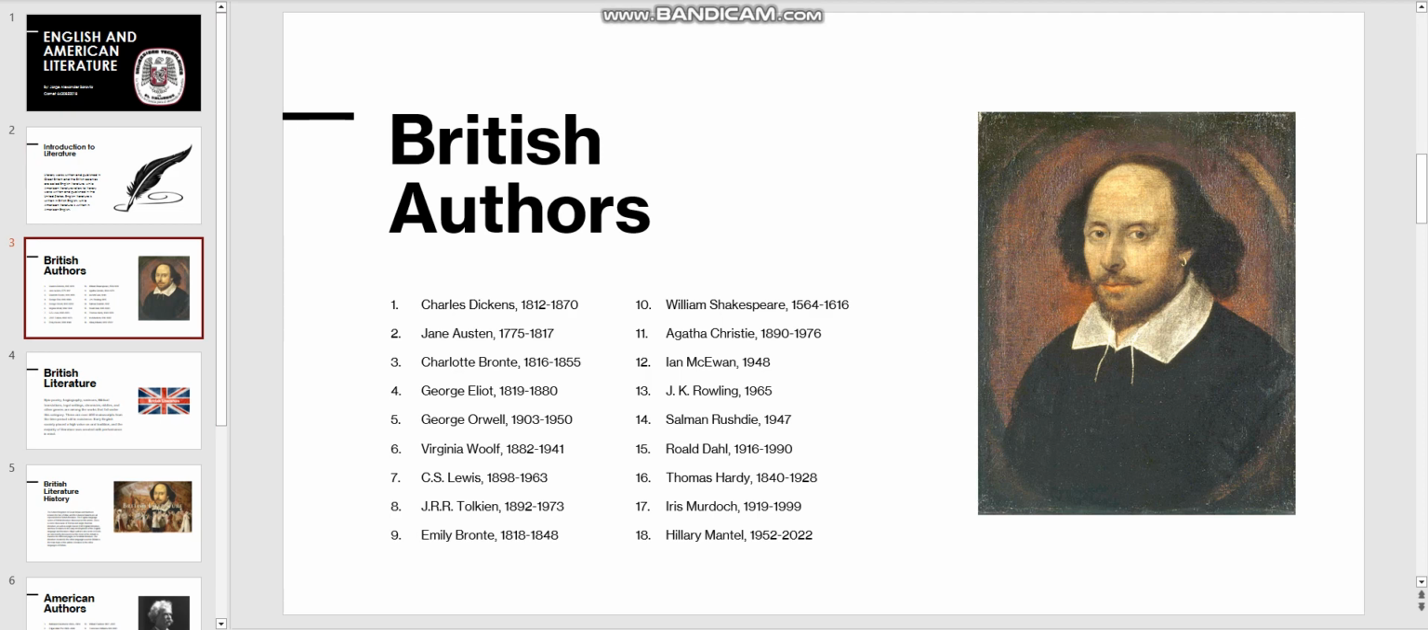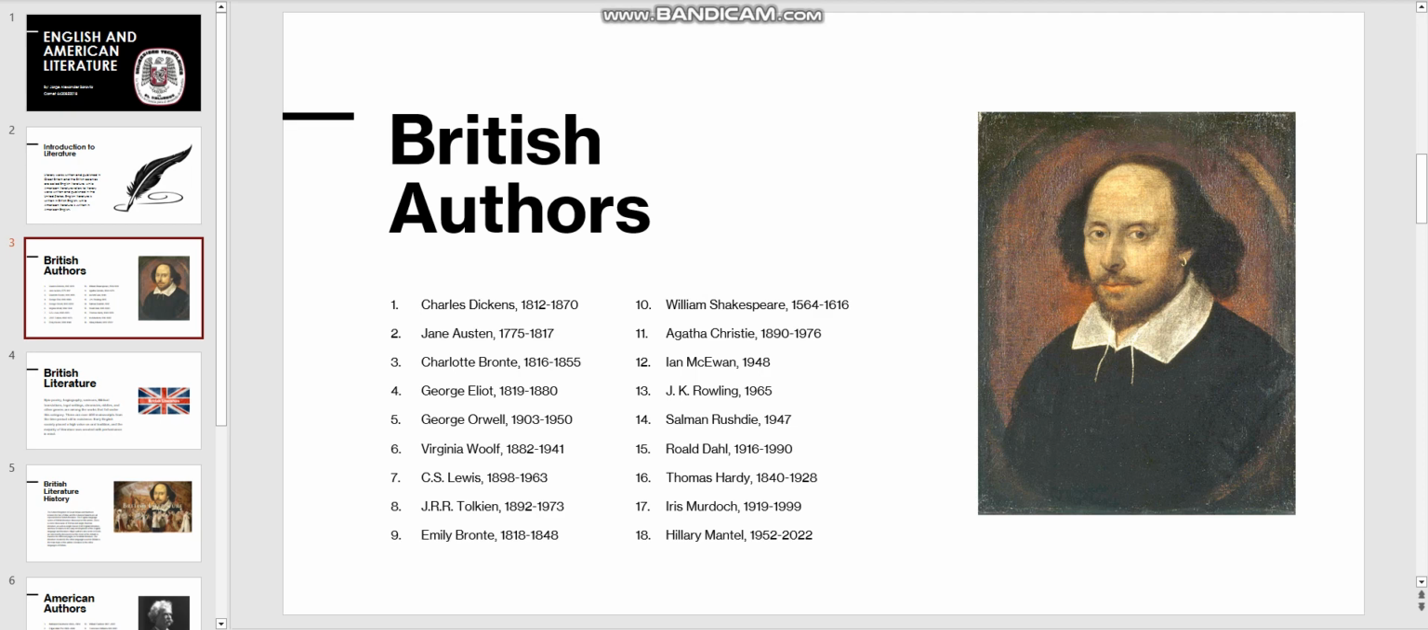In Unit 1, we talked about the introduction to literatures, famous British authors, and famous American authors. So now we have the famous British authors on this slide. I do have here 18 authors.